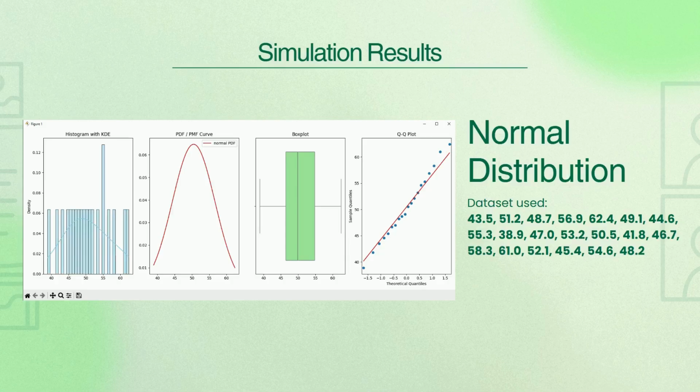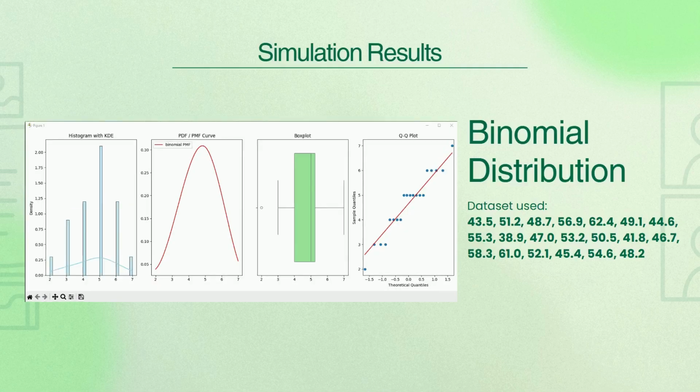The graphical indicators show that the histogram with KDE has a bell shape that closely matches the normal curve. The PDF curve matches the KDE well, indicating Gaussian behavior. The box plot is symmetrical with a centered median and no outliers. The QQ plot points align closely to the reference line with slight tail deviation. The data is approximately normal, suitable for statistical methods assuming normality.